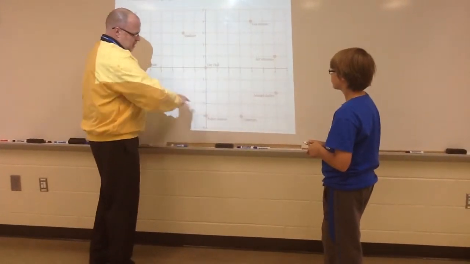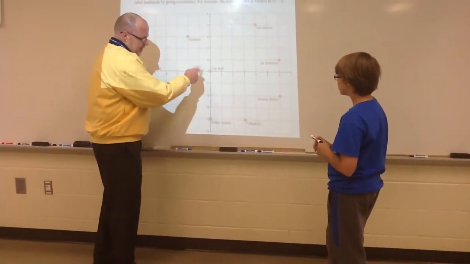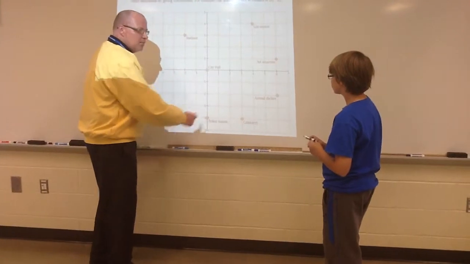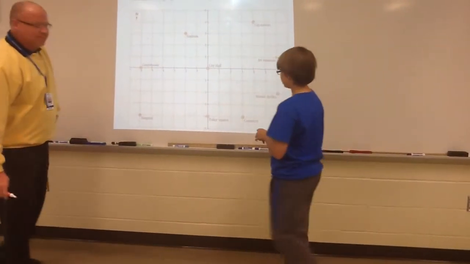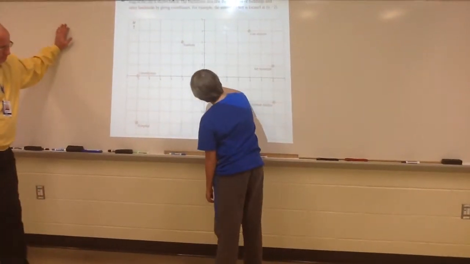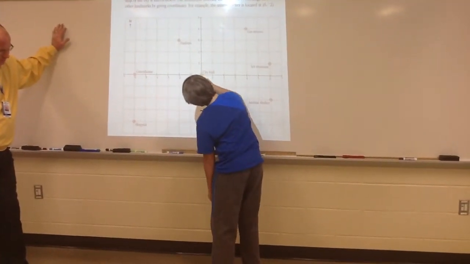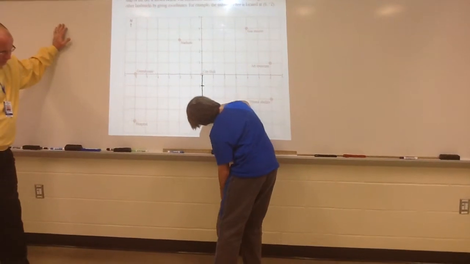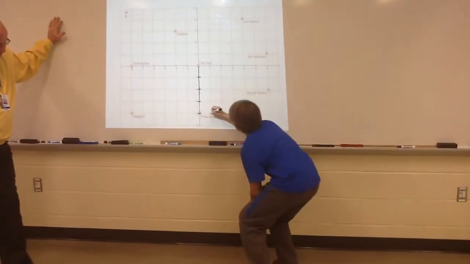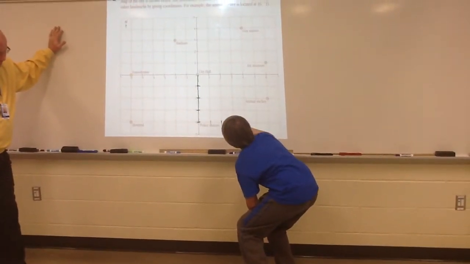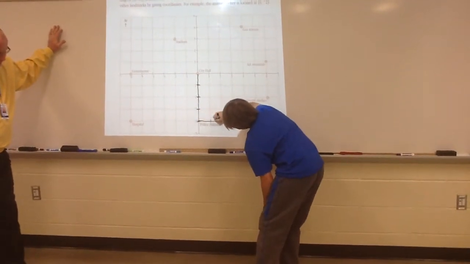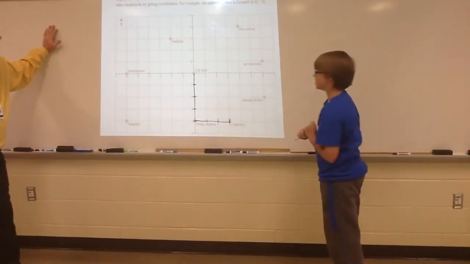Assume this was a city here. I want you to find the total distance from City Hall to the cemetery. You go down 1, 2, 3, 4. So you go down 4 and over 1, 2, 3. So your total distance would be 7.